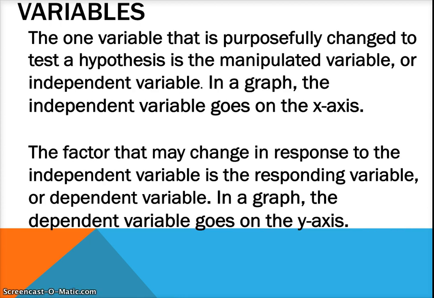The one variable that is purposefully changed to test a hypothesis is the manipulated or independent variable. In a graph, the independent variable goes on the x-axis. The factor that may change in response to the independent variable is the responding variable, or the dependent variable. In a graph, the dependent variable goes on the y-axis.